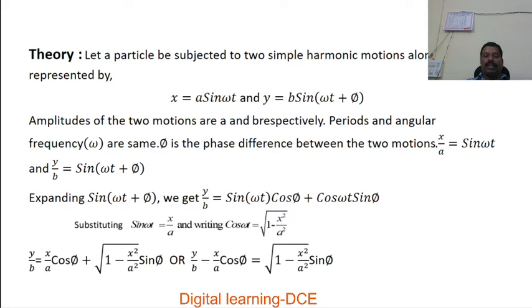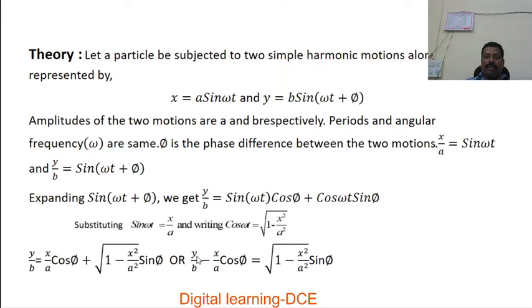And substituting for sin ωt, cos ωt is equal to root of 1 minus sin squared ωt. Then sin ωt is equal to x by a, and cos ωt is equal to square root of 1 minus (x by a) squared. Substituting this in the second expression and simplifying, we get y by b equal to x by a cos φ plus root of 1 minus x squared by a squared sin φ.